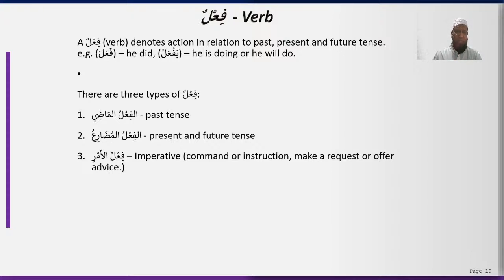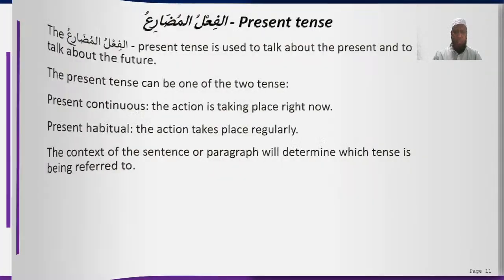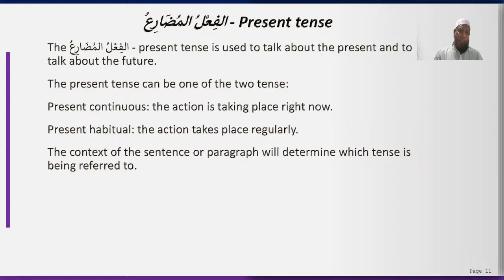We did look at الفعل الماضي. Today we're going to look at الفعل المضارع present tense. The الفعل المضارع present tense is used to talk about the present and to talk about the future. The present tense can be one of two tenses. Present continuous, the action is taking place right now. Present habitual, the action takes place regularly.